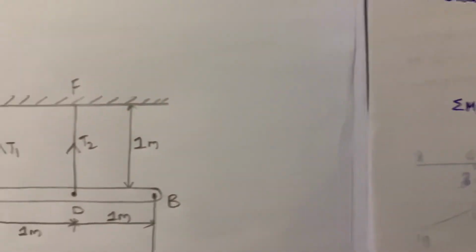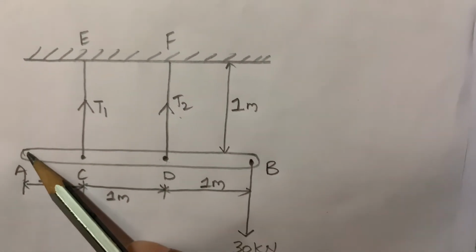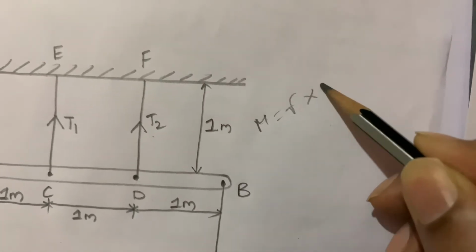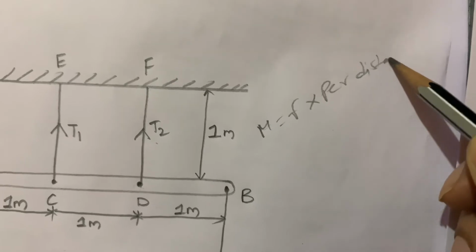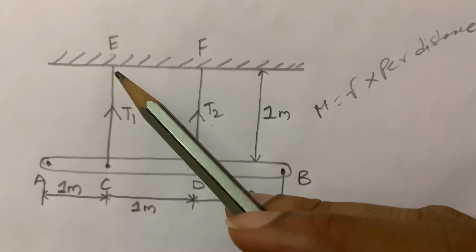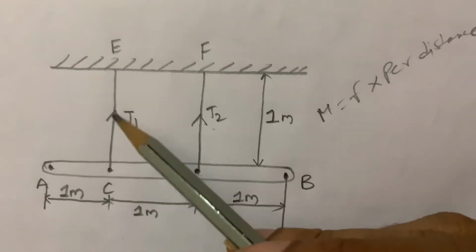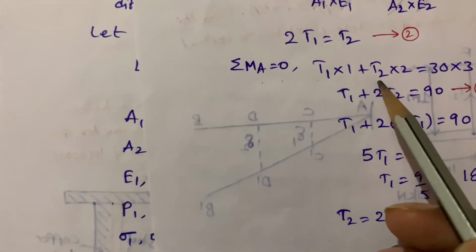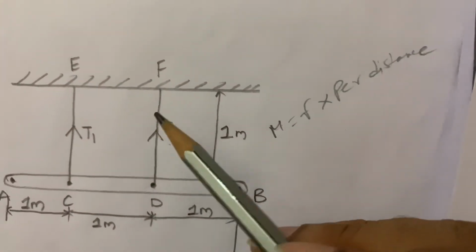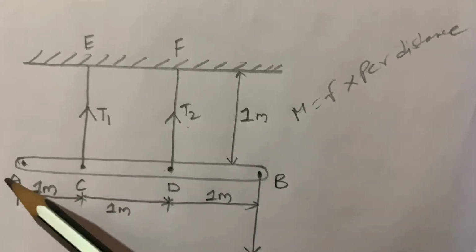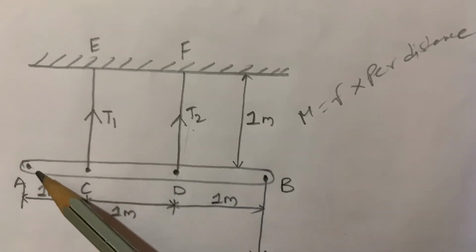After that I am considering moment at A. The moment formula is force into perpendicular distance from point A. So this is T1, the force, and this is the perpendicular distance. So T1 into 1. Next T2 into 2, 1 plus 1. This is the force and this is the perpendicular distance.